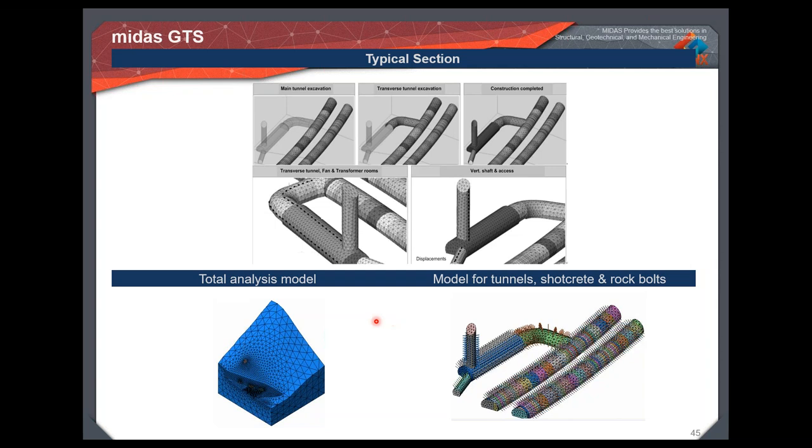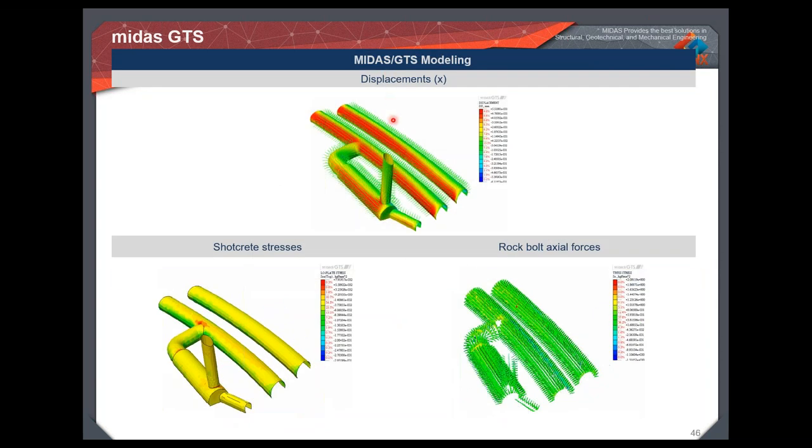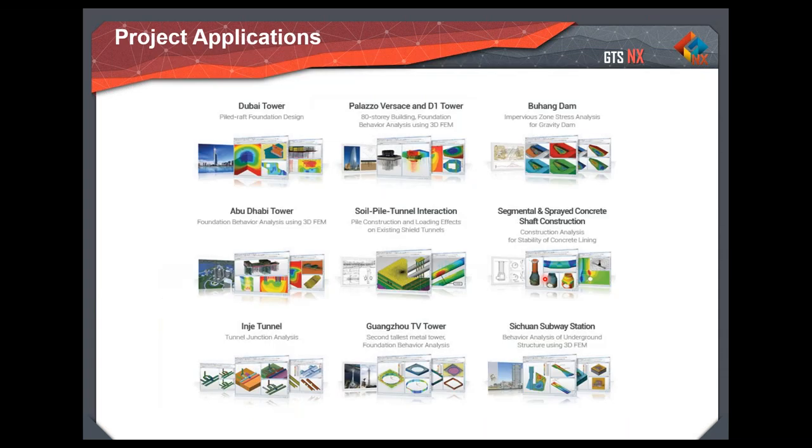So you can find the displacements, and you can find the shotcrete stresses. If you have steel, you can find the steel stresses. You can find that it is maximum at the intersection, and that can be displayed in the software as well. And you can find the actual forces in the rock bolts as well. So this is all about the presentation.